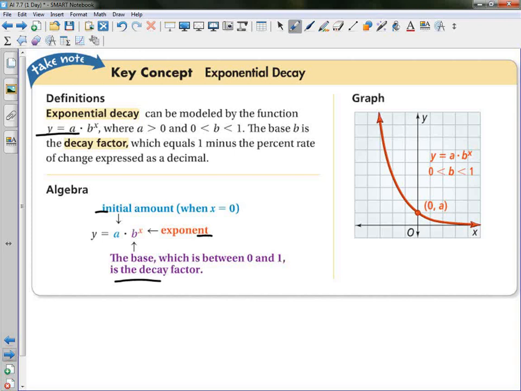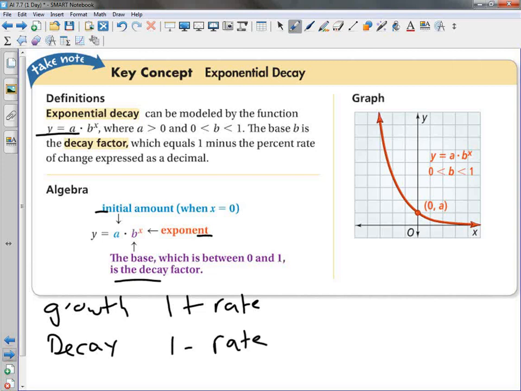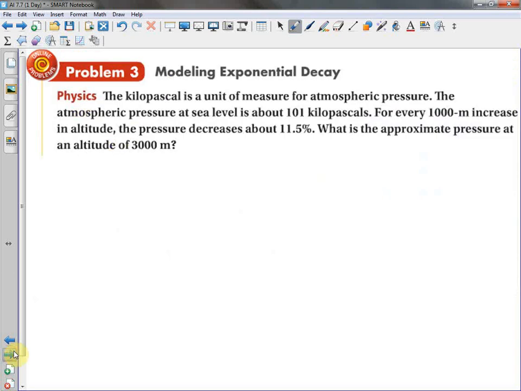Similar to the last one, though, a lot of times, like on exponential growth, we did 1 plus our rate. On decay, we'll have to do 1 minus the rate, okay? Which makes sense. So let's try this one. It's talking about a kilopascal, a unit measure of atmospheric pressure. The pressure at sea level is about 101. For every 1,000 meters increase in altitude, the pressure decreases by about 11.5%.